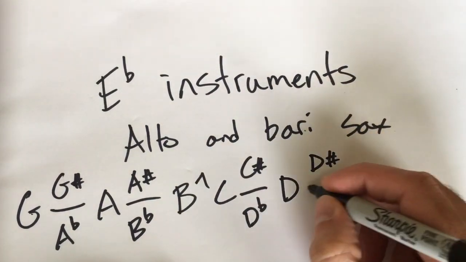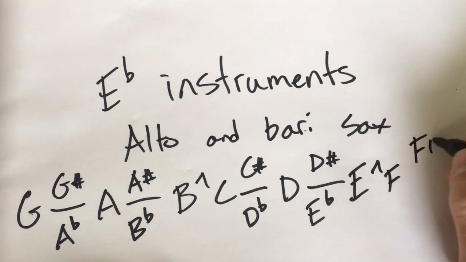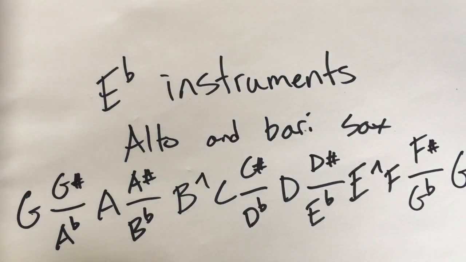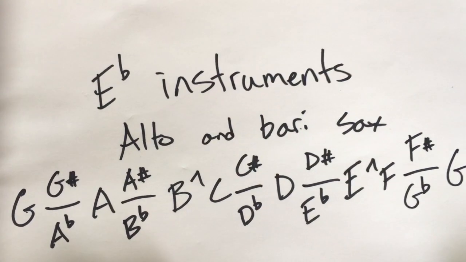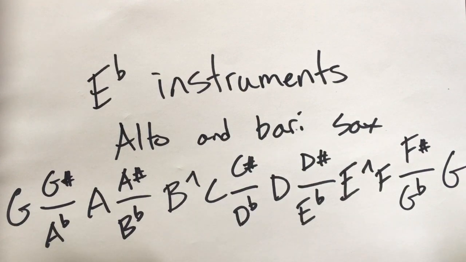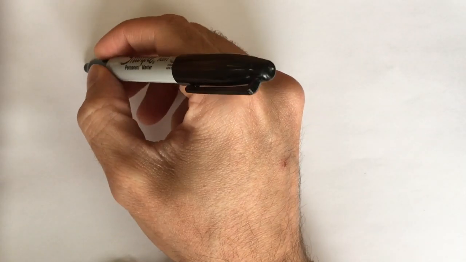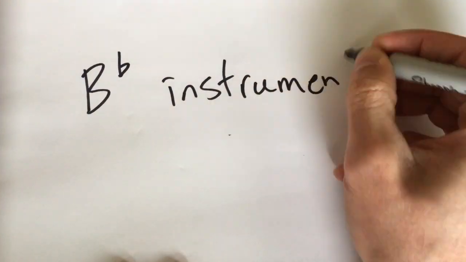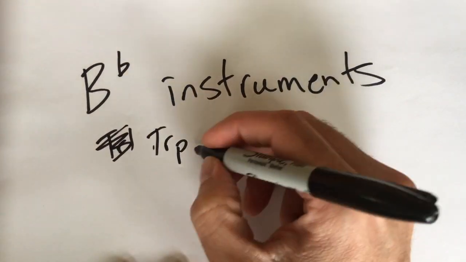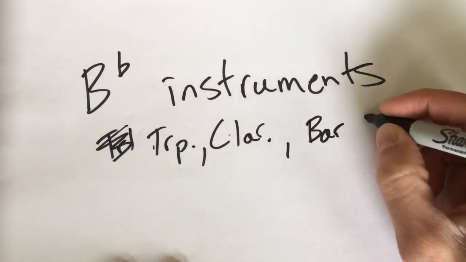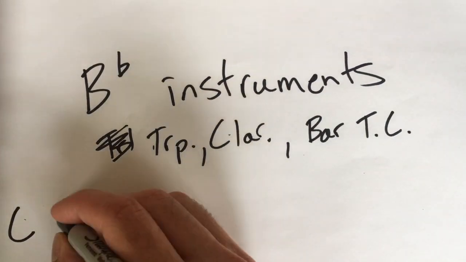But okay, here's E flat instruments, alto and bari sax. B flat instruments, trumpet, clarinet, baritone T.C. You guys are going to start on C.